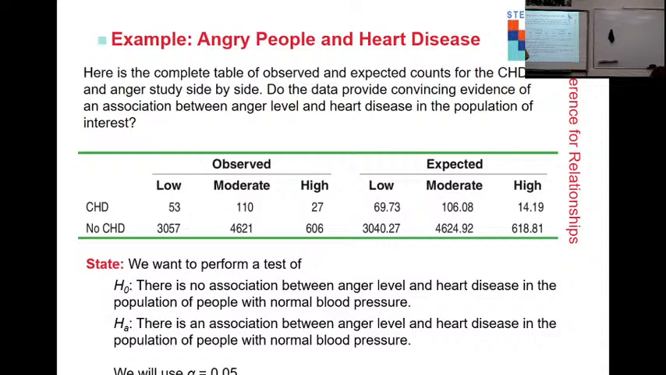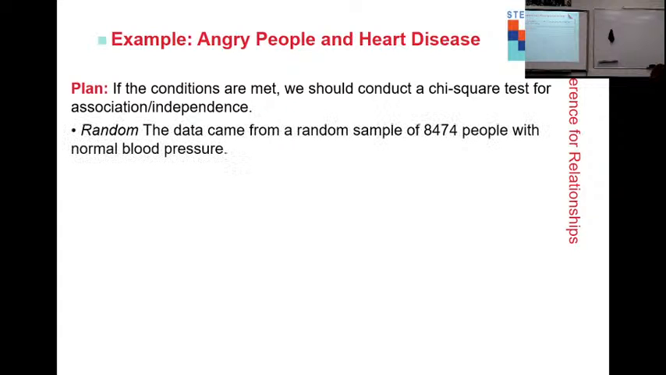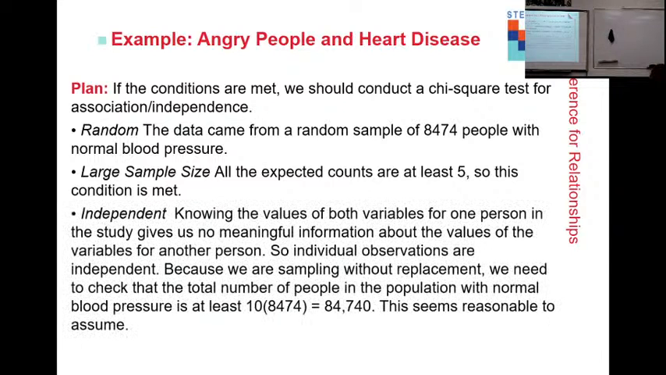Step 2. This is called a chi-square test of association or a chi-square test of independence. Random, we had a random sample. Expected counts were at least 5. Yes, and they put the table on the last slide of the expected counts, so they're not putting that there. And then independent is 10 times population mean, 10 times sample size.